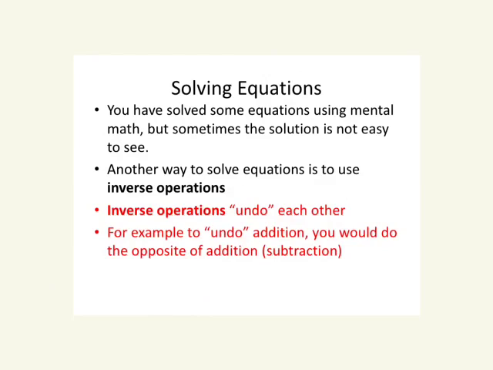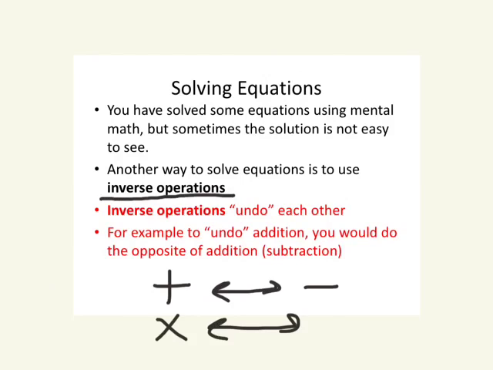And that method is going to be what we call using inverse operations. Inverse operations undo each other. For example, to undo addition, you would do the opposite, subtraction. So we say that addition and subtraction are inverse operations, and multiplication and division are inverse operations. So your inverse operations are the opposite operations: addition, subtraction, multiplication, and division.